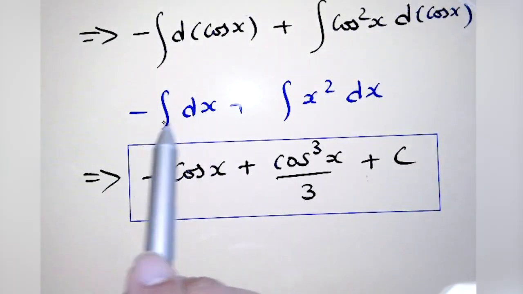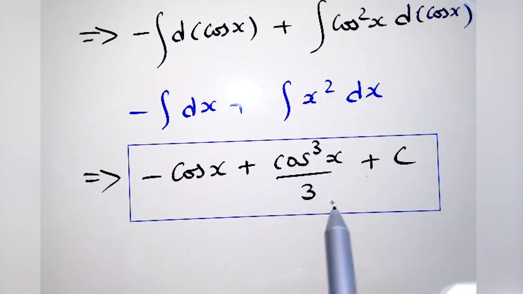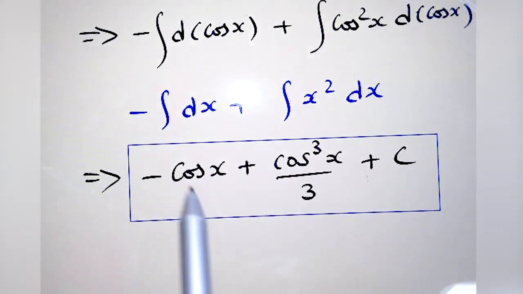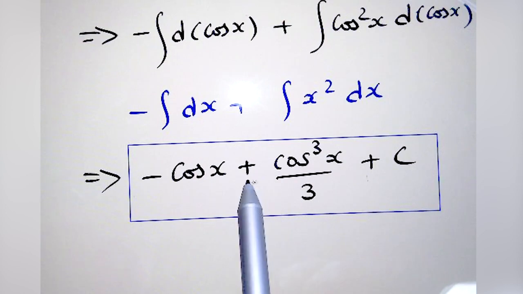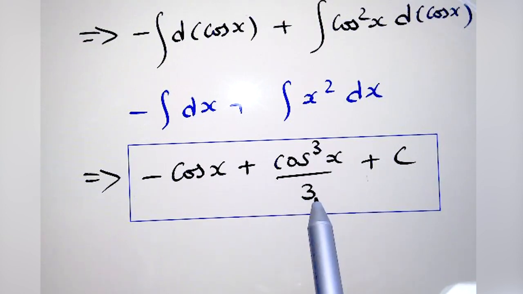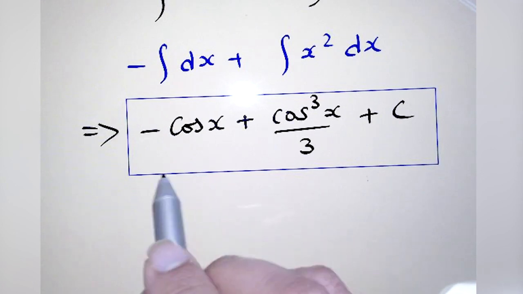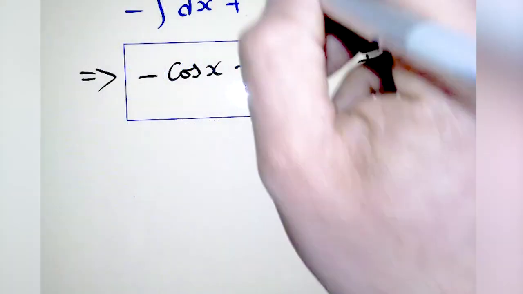Because integral dx is x, and integral x squared dx is x cubed by 3. So since we have d of cos x for our differential, we're going to write in terms of cos x: minus cos x plus cos cube x divided by 3 plus integration constant. Now, if we want to verify our answer, we can do one thing. We can differentiate this final answer to get our integrand function sine cube x.